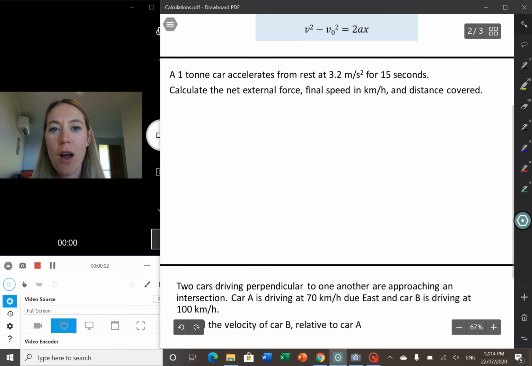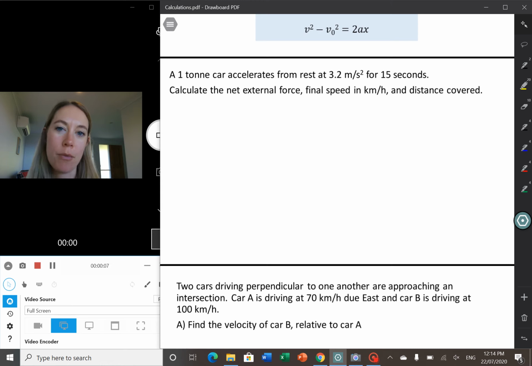In this video, I'll work through an integrated problem that involves both kinematics and applying forces, and I'll work through a sample problem calculating relative velocity. So in our first scenario, we've got a 1-ton car accelerating from rest at 3.2 meters per second squared for 15 seconds. We're asked to calculate the net external force, the final speed in kilometers per hour, and the distance covered.